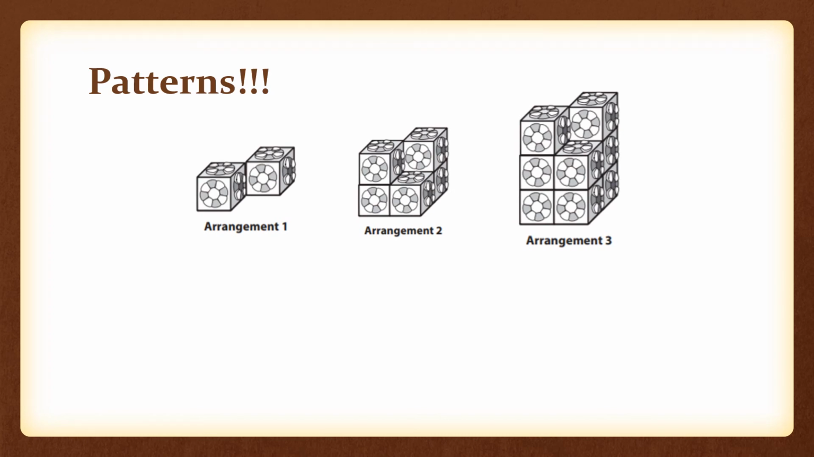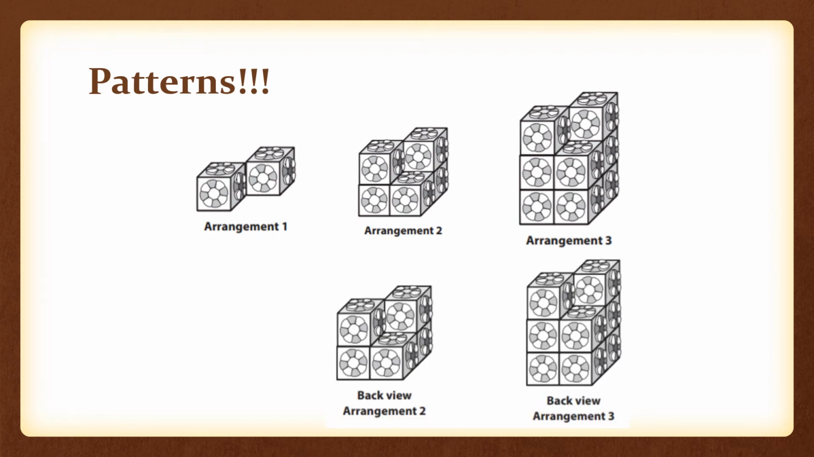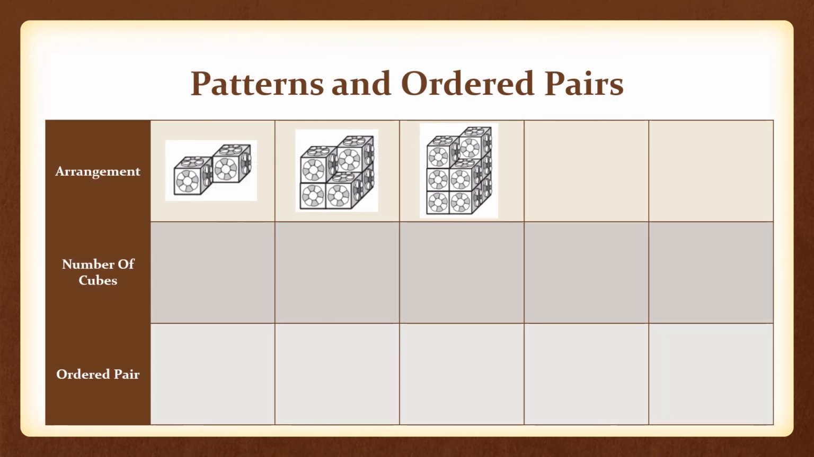We also want to look and be able to see the back of the arrangement just to make sure that we are comprehending the total amount of cubes that are in each arrangement. No matter what way you looked at the patterns, you were looking at the similarities and differences between each of them. Now we want to look at how many cubes were in each arrangement and then take that information to help us write ordered pairs.